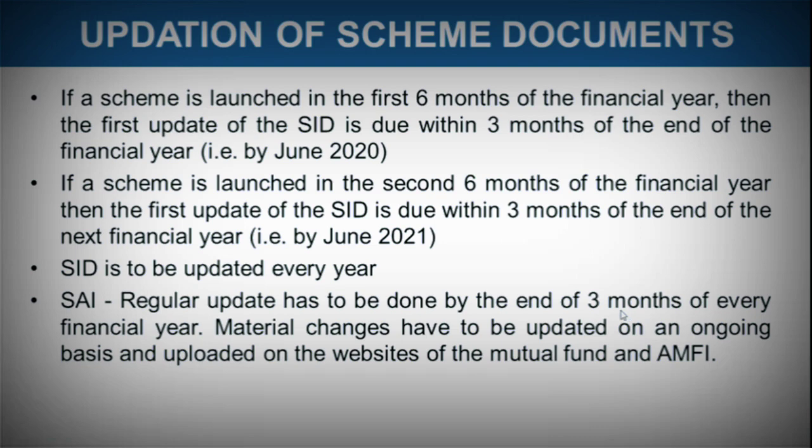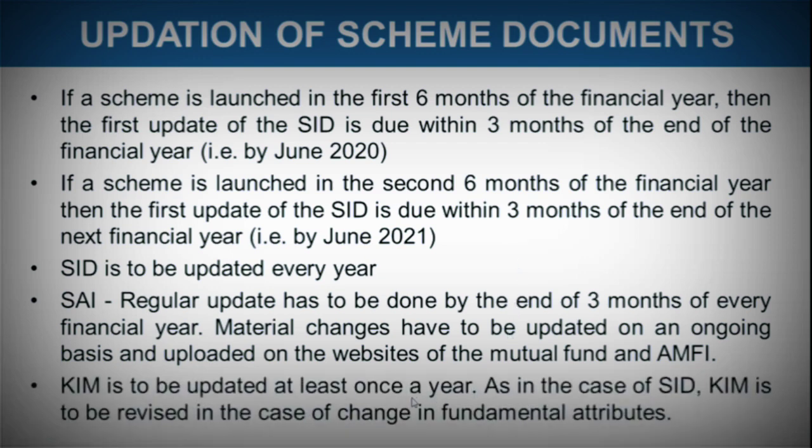But the time given is, when the financial year ends on March 31st, 3 months extra is given: April, May, June. So till June it can be updated and provided to the investors for information. So the updation needs to be done by the end of 3 months from the ending of the financial year. The same applies in the above case as well.